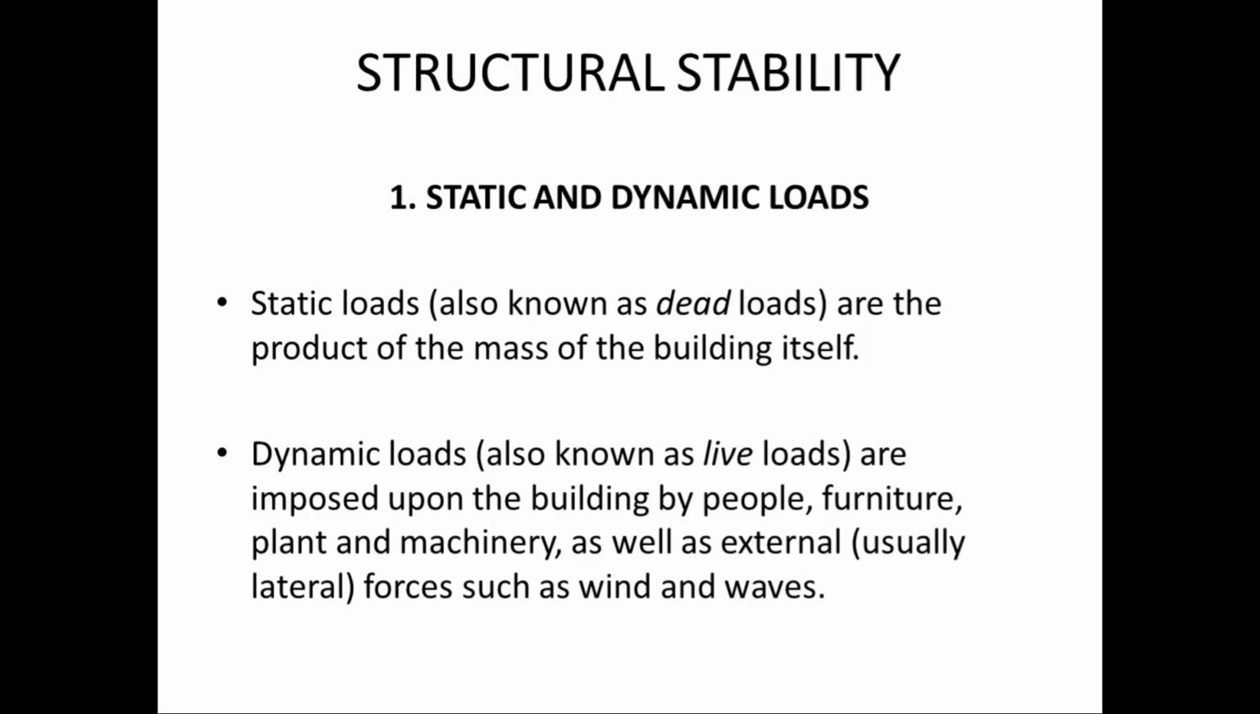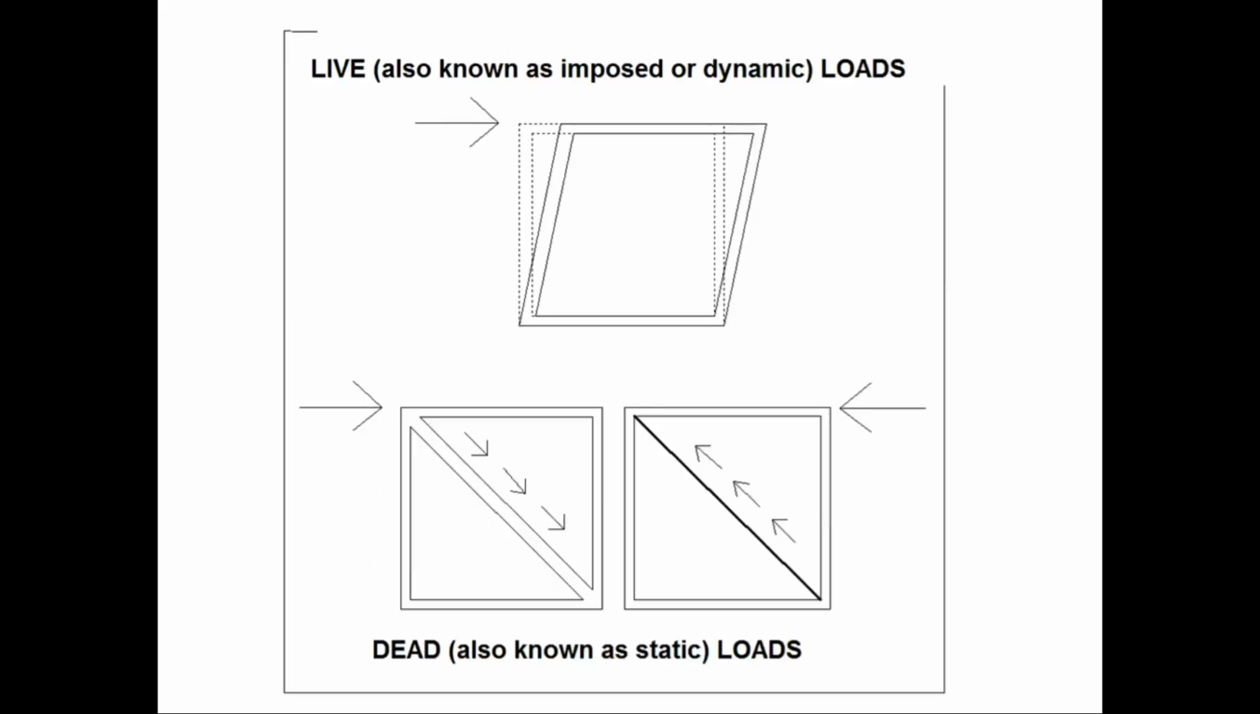Normal vertical loads will be furniture, people, plant machinery, and of course external loads, which are absolutely critical, are forces such as wind and waves. Now, wind and waves are going to put a slightly different load onto the structure because it will not be absolutely vertical as pretty much all the other loads are.